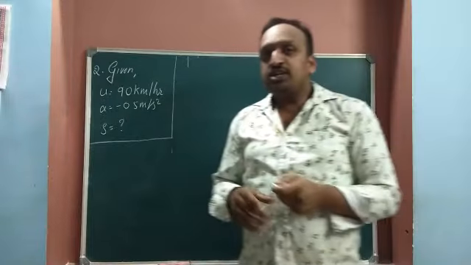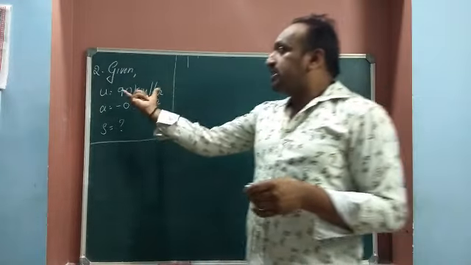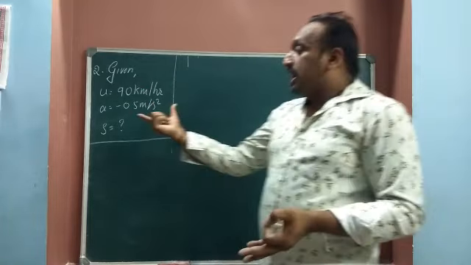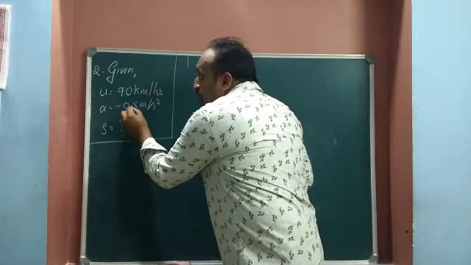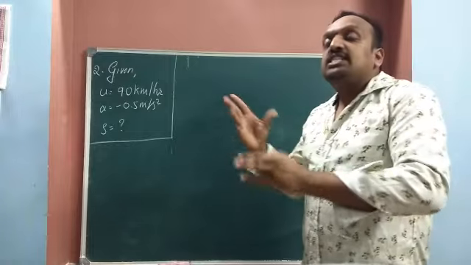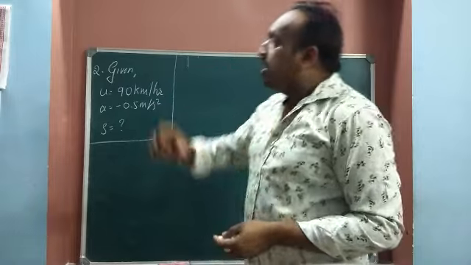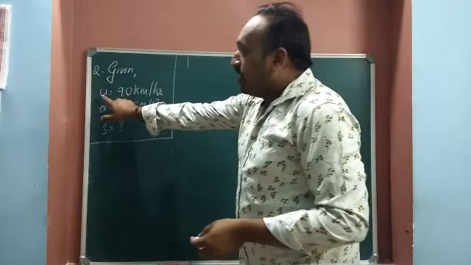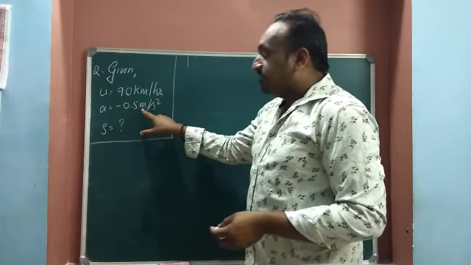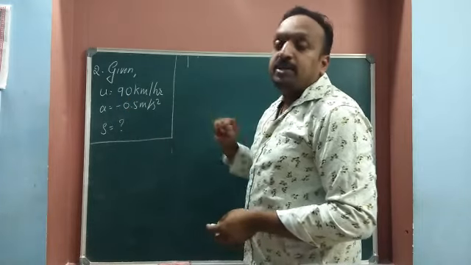Now the second question. A train is moving with the initial velocity of 90 km per hour. Brakes are applied, so the acceleration is minus 0.5 meter per second square. We need to find how much distance it will travel before it comes to rest. Observe the units. Velocity is given in kilometer per hour, acceleration is given in meter per second square. So we need to convert this kilometer per hour to meter per second.